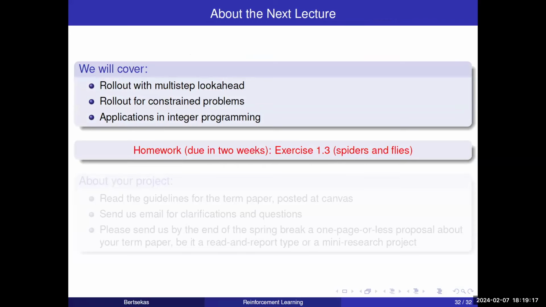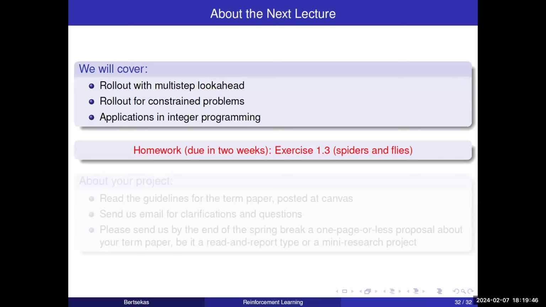There's a new homework assignment that's due in 2 weeks. This is a programming exercise, and it's related to the spider and flies problem from a previous exercise. So this is a stochastic multi-agent problem. And you'll be asked to make three different implementations. Given a specific instance, which we identify in the book, we're going to ask you to compute the optimal solution. Remember, this is a stochastic problem.